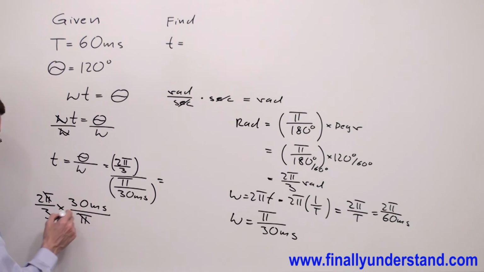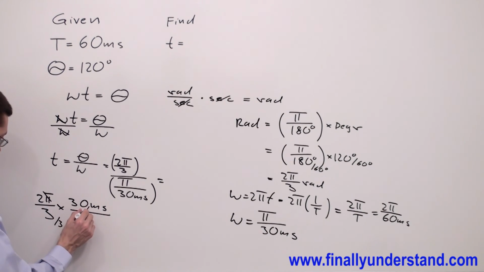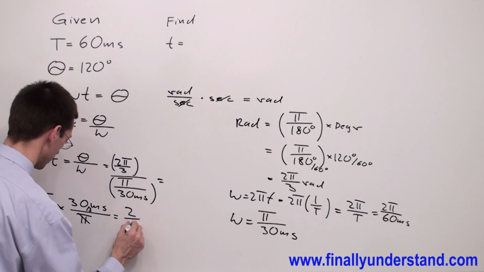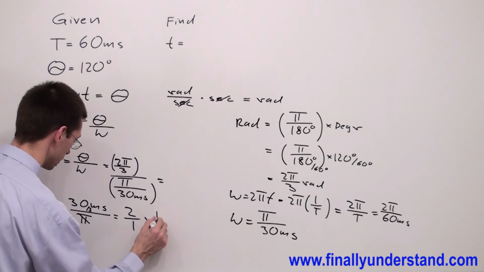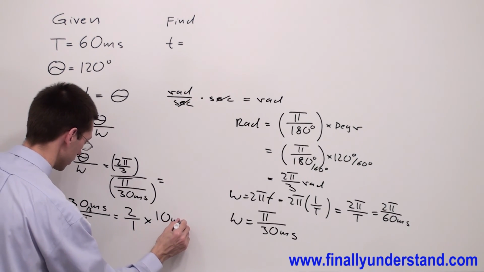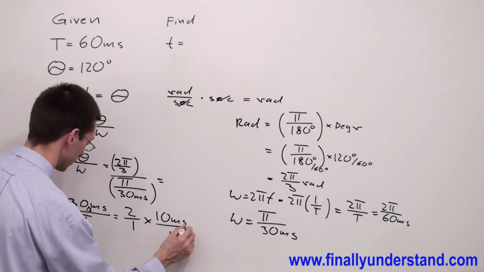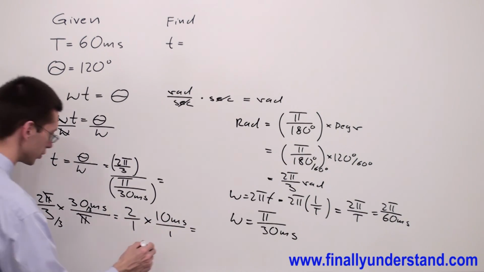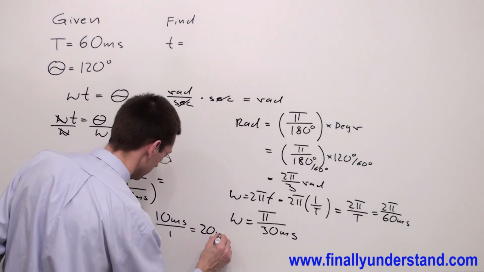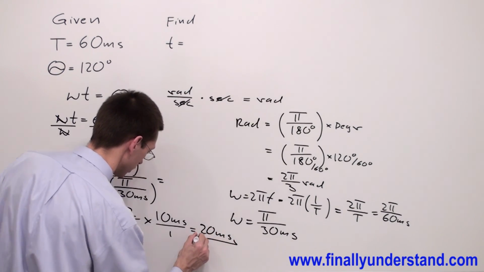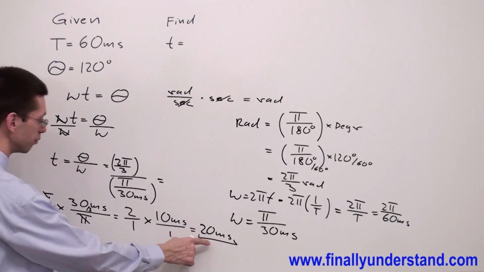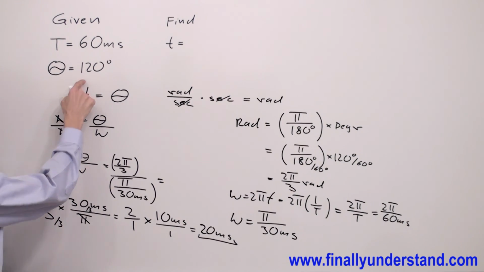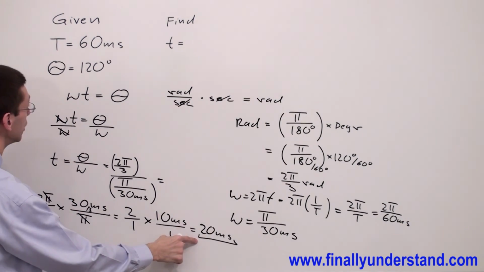3 and 30 are both divisible by 3. That's why I'm going to have 2 over 1 times 10 milliseconds over 1. This is equal to 2 times 10 milliseconds divided by 1, which is equal to 20 milliseconds. It will take 20 milliseconds for this sine wave to reach an angle of 120 degrees. So this is the solution to this problem.